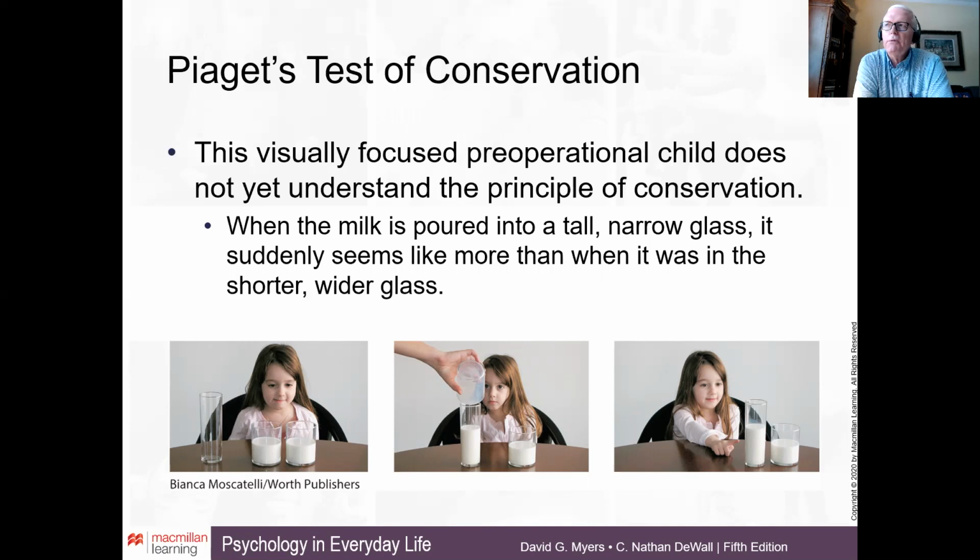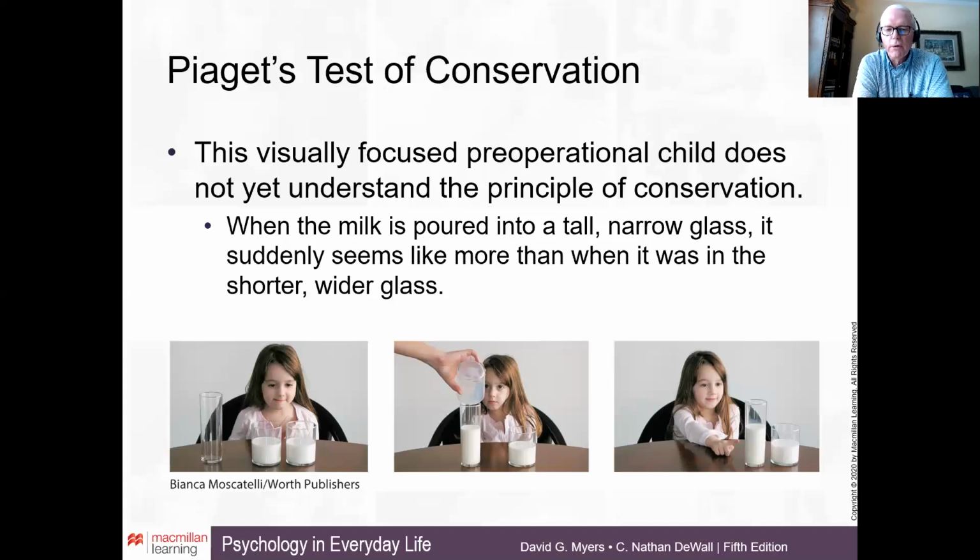So Piaget would say this child lacks conservation. They don't understand that the amount of something can remain the same even when the shape of it changes. So this was a way in which he showed us that the manner in which the child is thinking is causing them to respond in this way. They're not able to think logically.